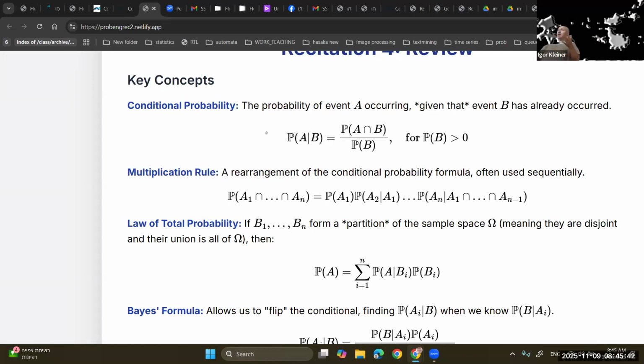It depends on the omega, but there are many partitions. In some cases, it can be infinitely many partitions. So the question is, how can we choose the partition to solve the question? Our goal is to find the probability of A, and to find it, we need to find a partition and use the formula of total probability. The goal is to find a good partition.